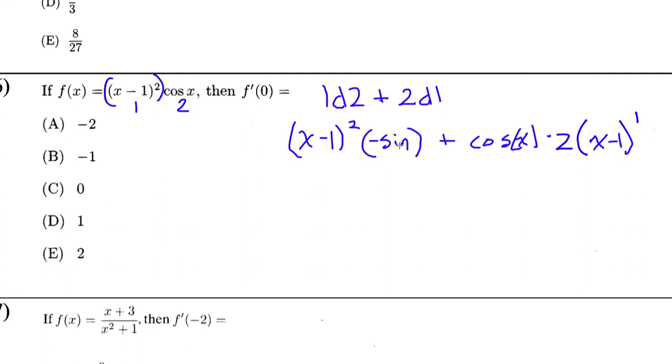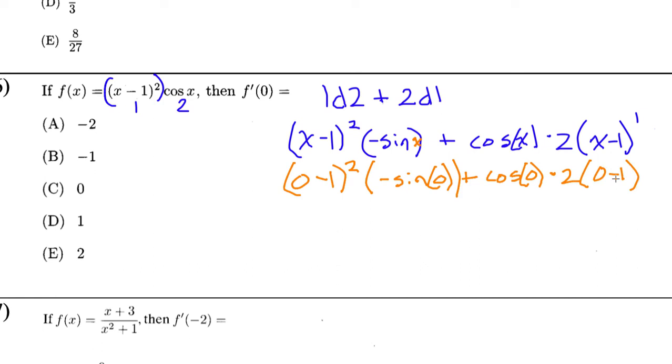So from here, I'm going to plug in 0. Plug in as soon as you can. So I'm going to say now 0 minus 1 quantity squared. I should have put x there. Times the quantity of negative sine of 0 plus cosine of 0 times 2 times 0 minus 1. All right, so 0 minus 1 is negative 1. Negative 1 squared is 1. So it's being multiplied by something else, so ignore it.